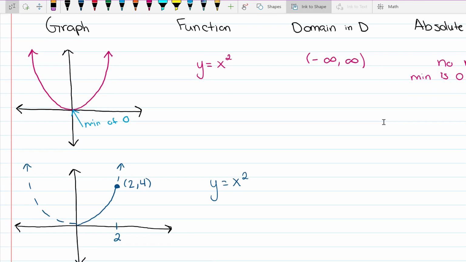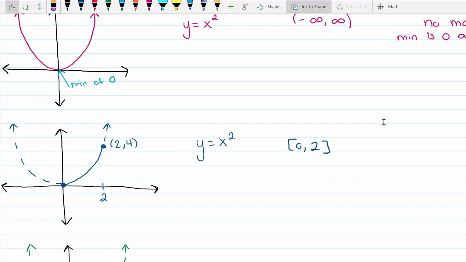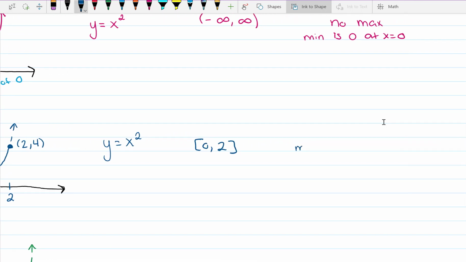Okay, we're going to look at the same graph, y equals x squared, but this time I'm going to restrict the domain from 0 to 2. I'm using brackets, so I'm going to include the endpoints. So what I want you to do right now is try to determine the max and the min of this function on the restricted domain. Okay? So the max is 4 at x equals 2, and the min is 0 at x equals 0.